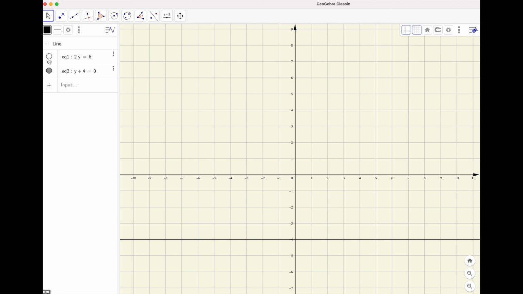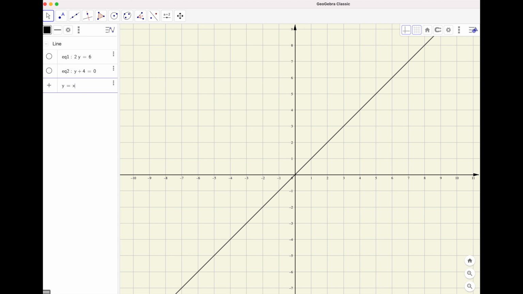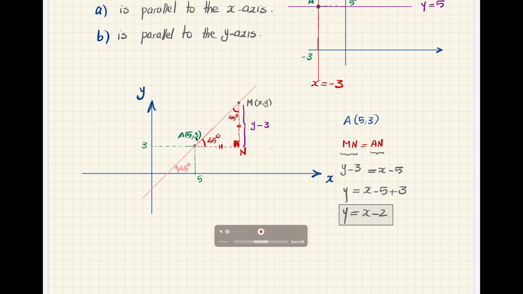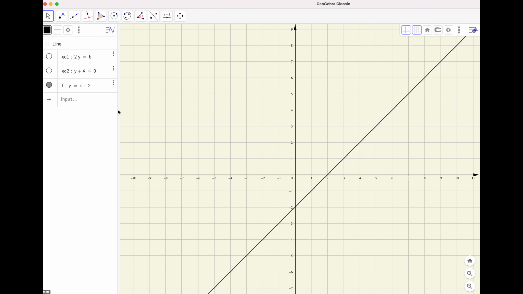Let us get rid of them. And then let me type this equation that we got here. Y is equal to x minus 2, yes, and that is this equation. And do you remember what was the point? The point was 5 and 3, so let me just locate that point for you as well. So 5 is equal to 5 and 3. And then what happens, you see this point appears here.